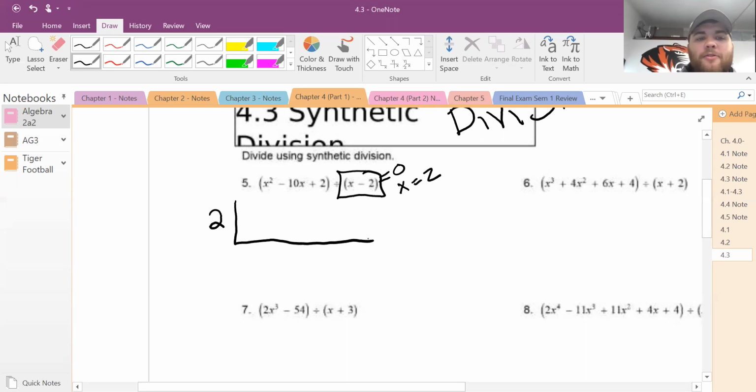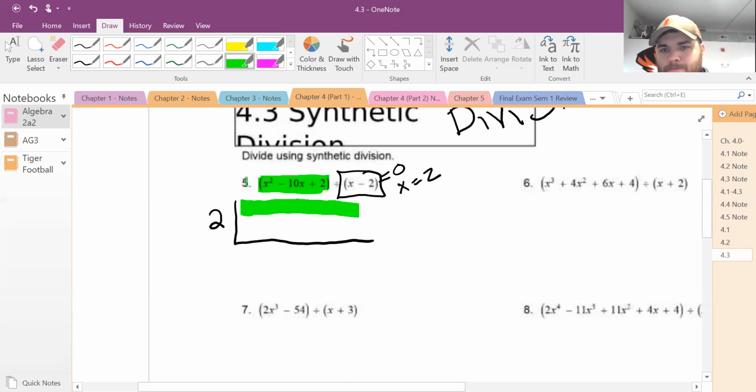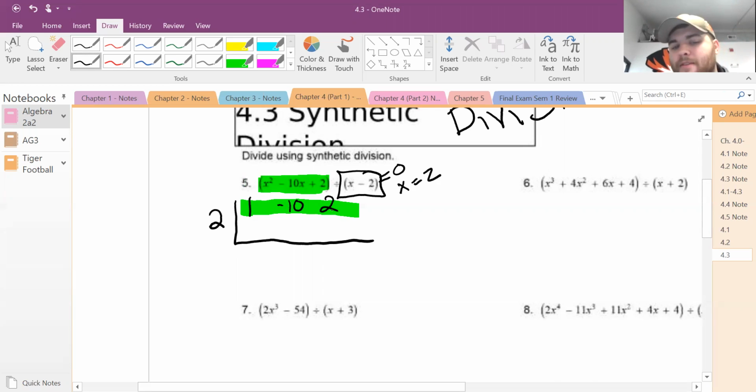Okay, and here's what's going to go on this top line. Listen. It's going to be the coefficients of whatever is getting divided, the coefficients of your polynomial with 4 terms. It's going to be all the coefficients in order. So it needs to already be in standard form. It's the first thing we need to check. Now we just write the coefficients. I have a 1 out in front of the x squared, so I'm going to put a 1 here. I have a negative 10 out in front of the x, so I'm going to put a negative 10 here. And then I'm going to put a 2 for the constant.